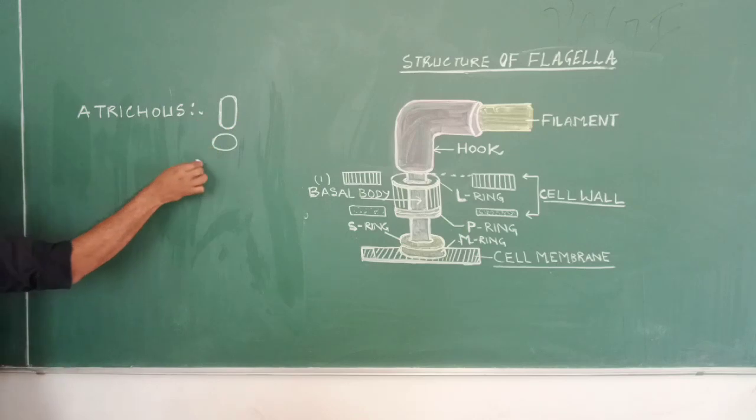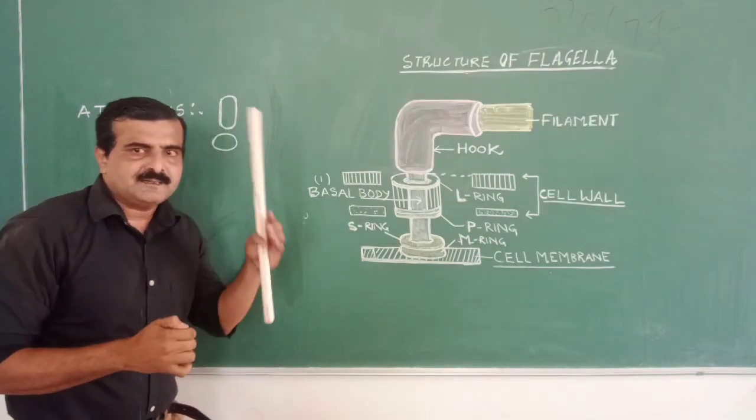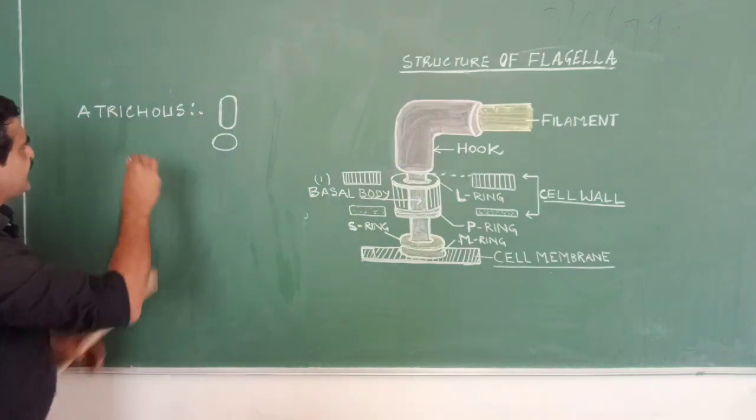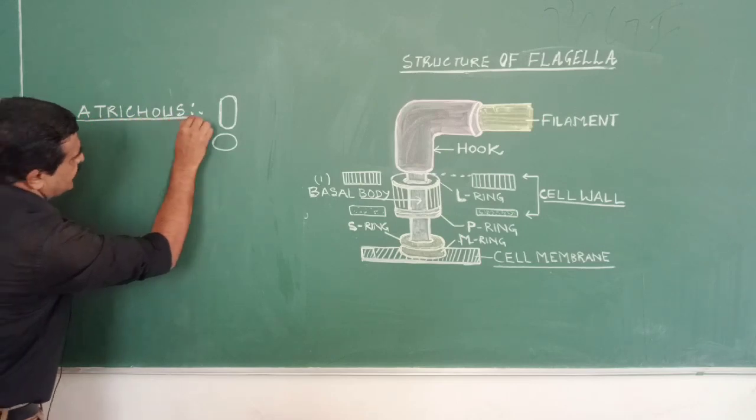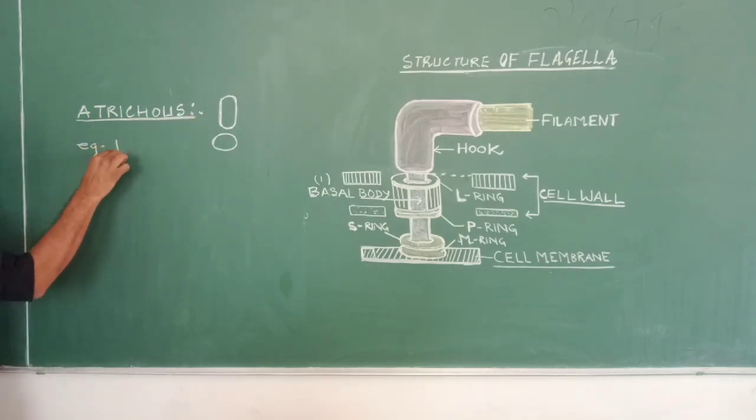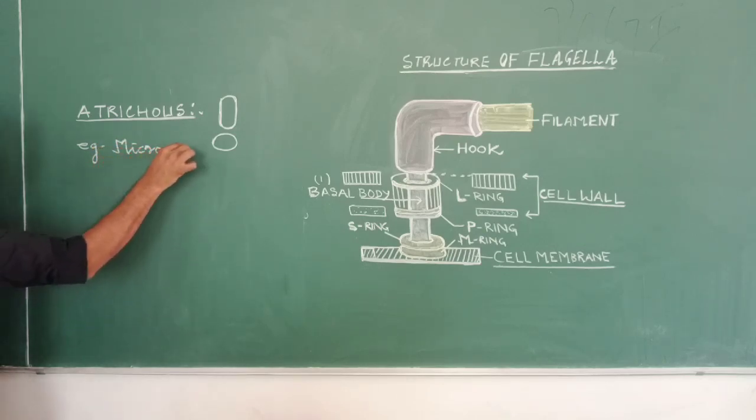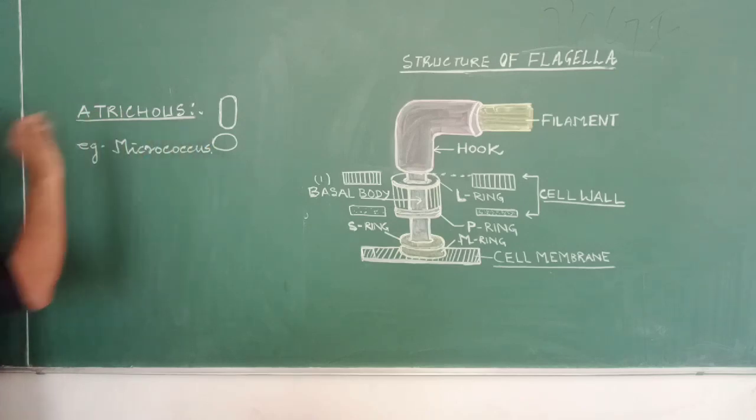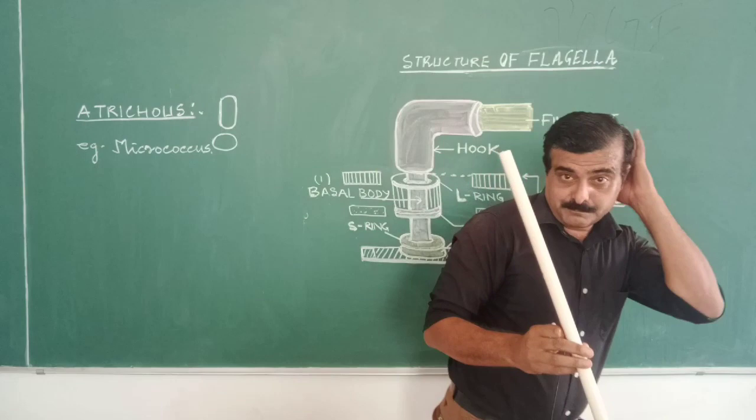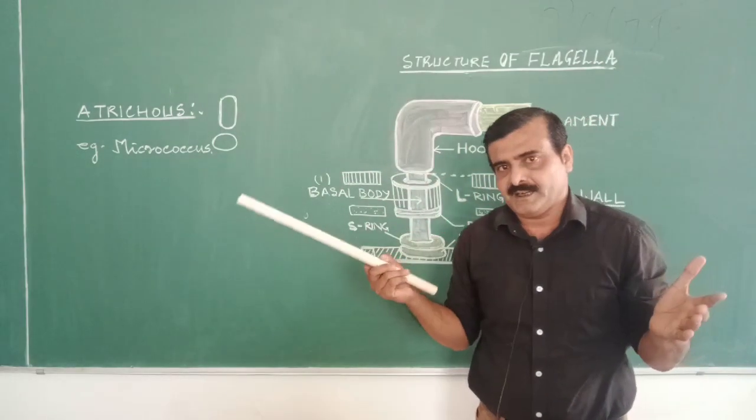But in both forms there is no flagellum, meaning A means absent, flagella is absent here, meaning they are non-motile. That's why they are known as atrichous. Example of atrichous is micrococcus. Clear? So micrococcus is an example where the flagellum is absent in bacteria, meaning they are non-motile.